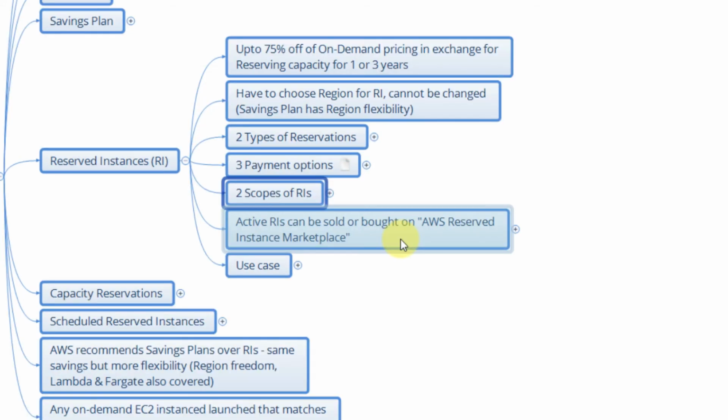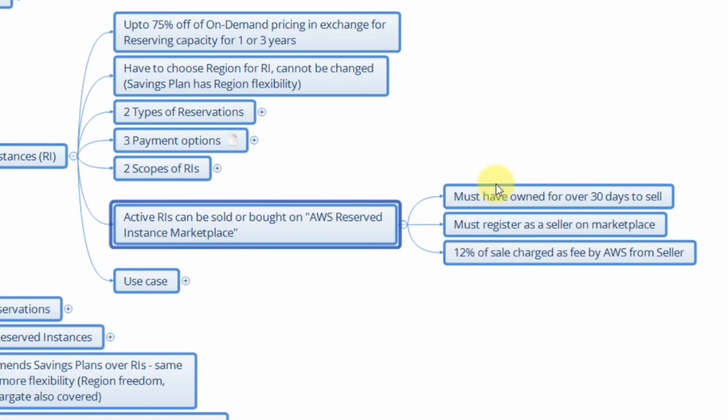Another advantage of RIs is that you can trade them on the AWS reserved instance marketplace. In order to sell, you must have owned for at least 30 days, you must register as a seller, and 12% of the sale is charged as a fee by AWS from the seller.